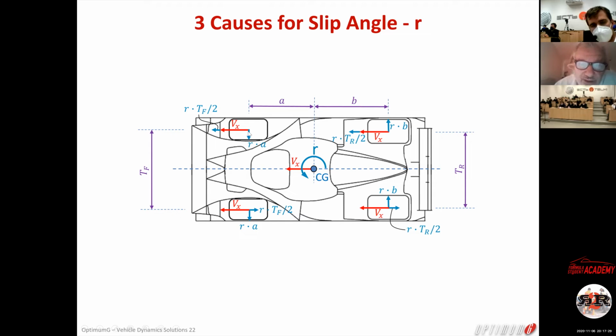Of course, it's going to be the other way around on the front. If you turn this way, you have an additional, well, a subtractive tangential speed, little r multiplied by a. But then you are also going to have a tangential speed which is increasing on the right side and decreasing on the left side. To do that, you need to multiply little r, your yaw velocity in radian per second, by the front track or by the rear track. And here you need to subtract the yaw velocity multiplied by the front or the rear track.